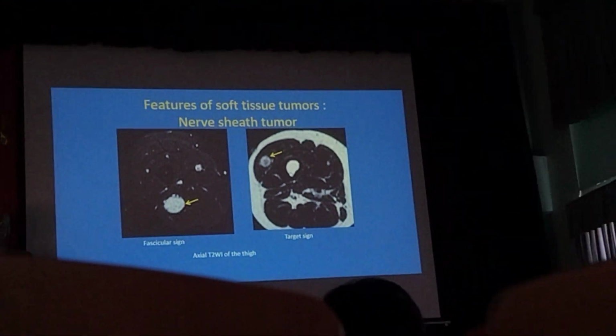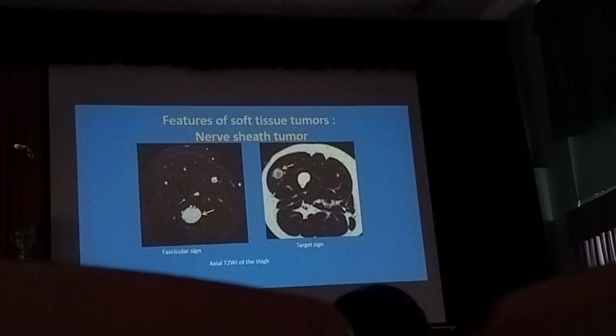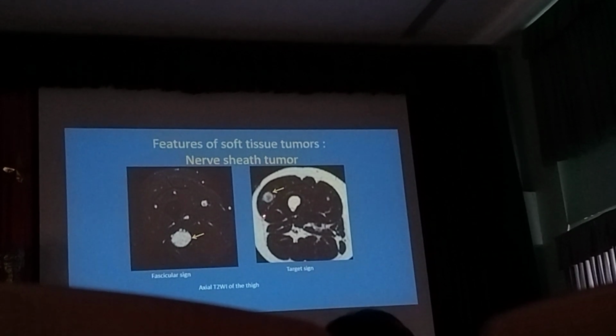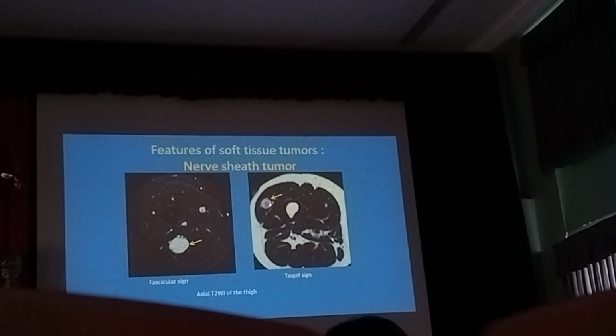And this is the target sign and fascicular sign. When you can see fascicles inside the mass, or the mass which has a central target.